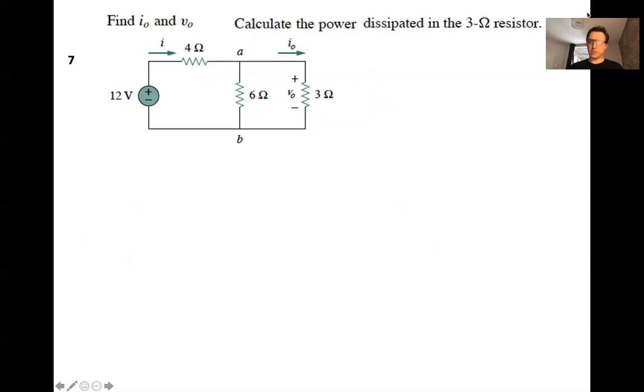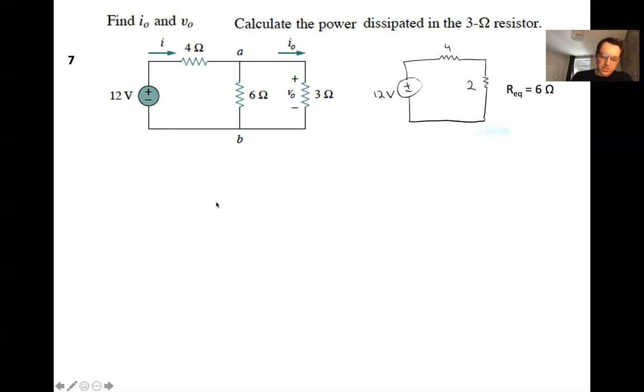All right, 2 more examples before concluding this lecture. It may actually be 3, I can't remember now. So we are asked to find I naught, that's the current here, V naught, that's the voltage across the 3 ohm resistor, and the power dissipated in the 3 ohm resistor.